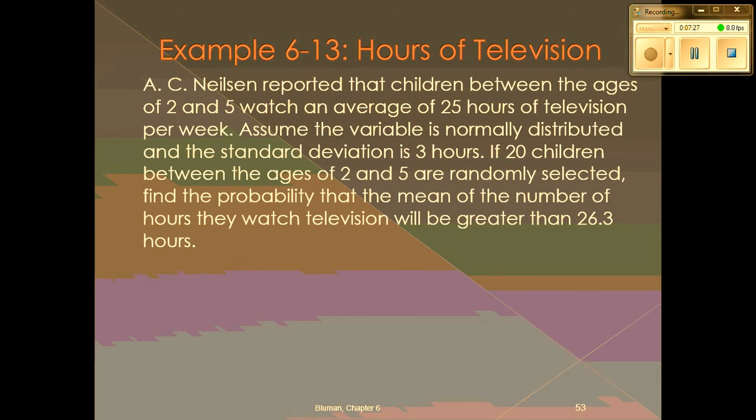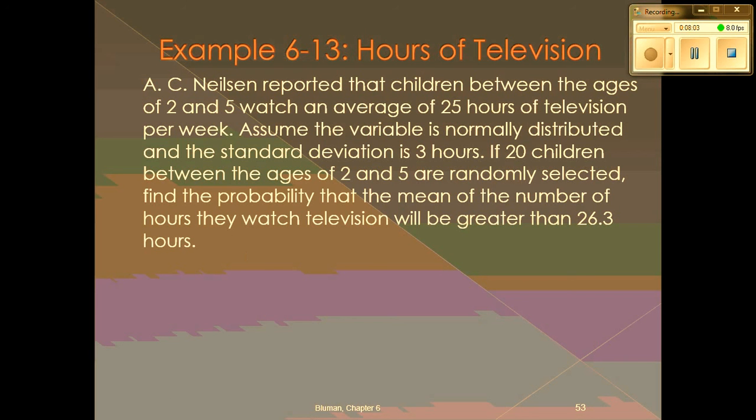Okay, so here's a quick example, and then we're going to do quite a bit more tomorrow on this. Nielsen, a sampling company, reported that children between the ages of 2 and 5 watch an average of 25 hours of television per week. Assume that the variable is normally distributed, and the standard deviation is about 3 hours. So if we ask 20 children between that age, randomly selected, what's the probability that the mean number of hours they watch television will be greater than 26.3?